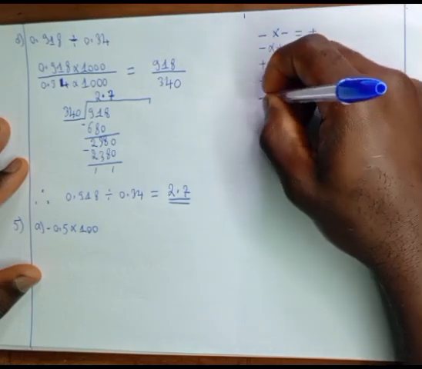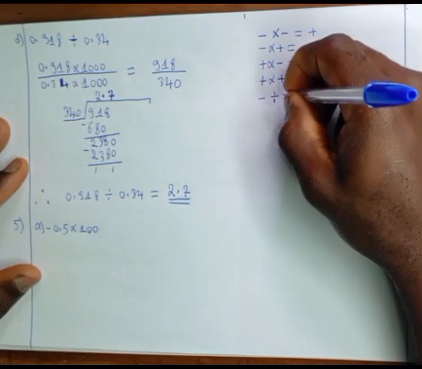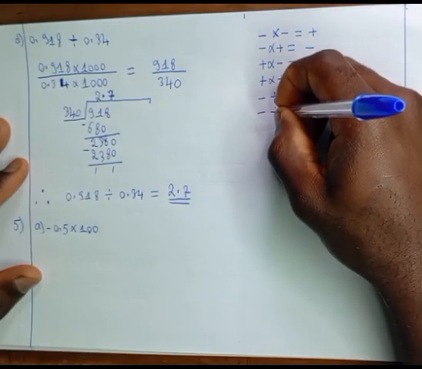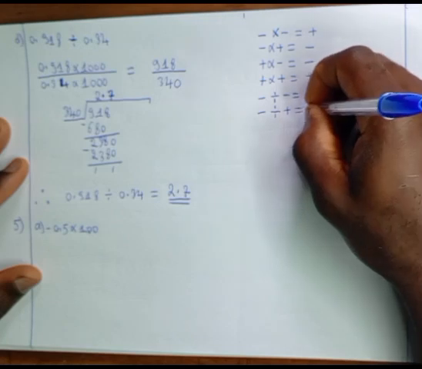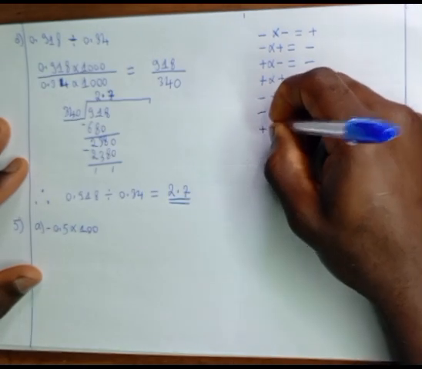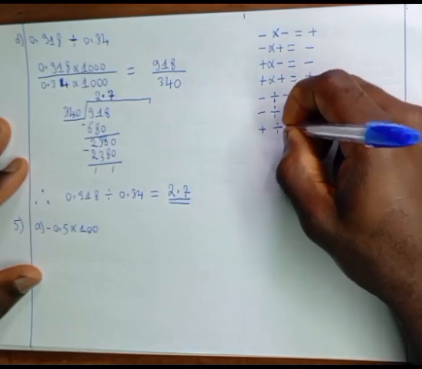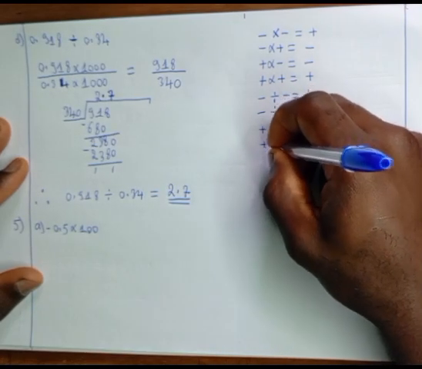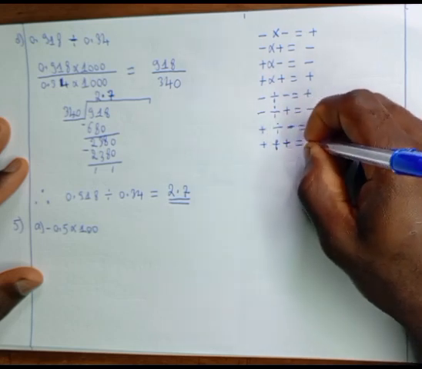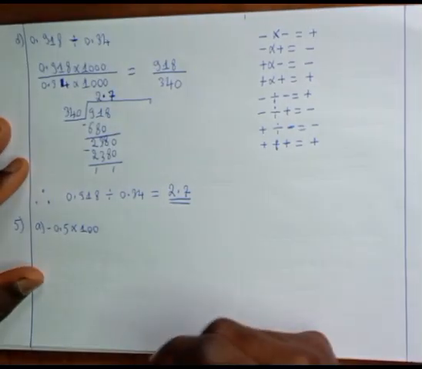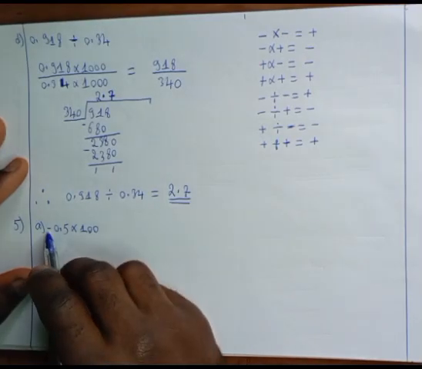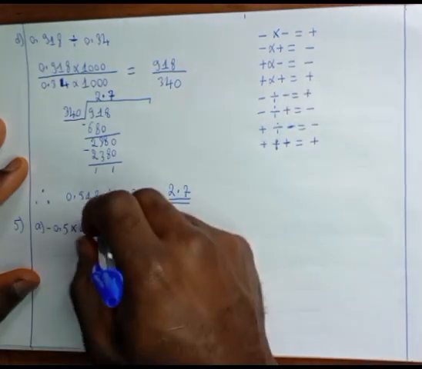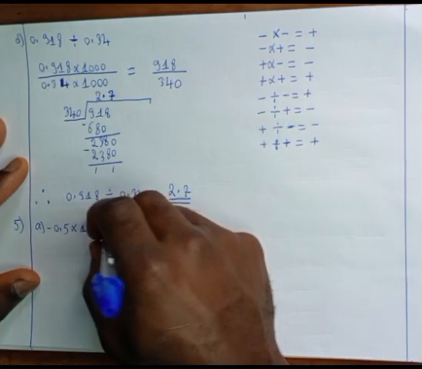Now for division, if you take negative divided by negative, the result is positive. If you take negative divided by positive, the result is negative. If you take positive divided by negative, the result is negative. If you divide a positive number by a positive number, the result is positive. We are going to make use of the following sign rules. So we have to multiply a negative number by a positive number. Negative times positive, the resulting sign will be negative. So here we have a negative sign.